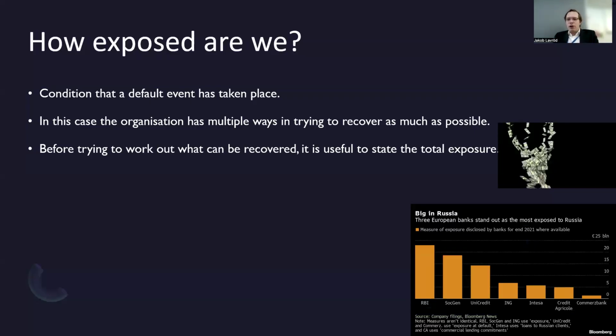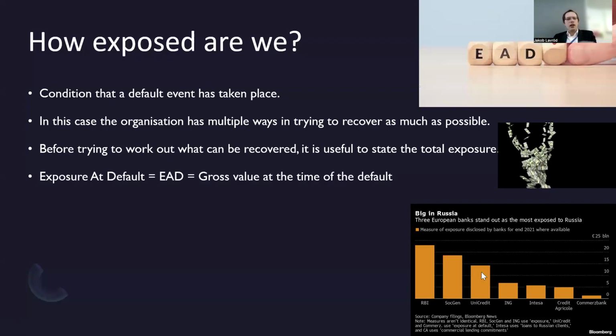A good example I often use to illustrate this is that when Russia invaded Ukraine, a lot of European banks had lent a lot to Russian companies. Could they recover some of that money? Possibly. But from an exposure point of view, if you just take the snapshot, right now these banks have lent out this much money. This is the money that's now at stake. It's the exposure that's out there. And we call that the exposure at default.